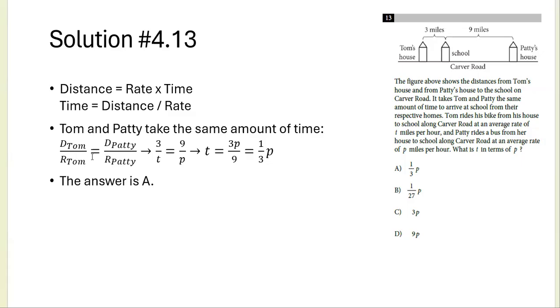Okay, so Tom's distance is 3. Tom's rate is t, given over here in the text. Patty's distance is 9 in the figure. And Patty's rate is p in the text. So you're just solving for t in terms of p. So solve for t. You could just cross multiply and then divide by 9. The t is 3p over 9, which is a third p. The answer is A.